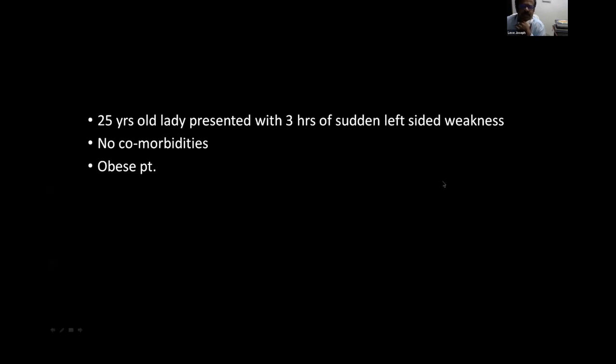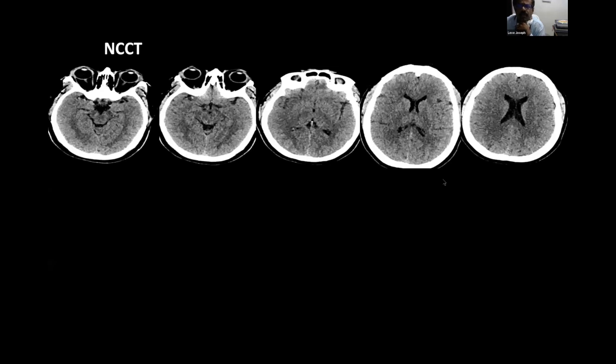Another patient, 25 years old lady, presented with left-sided weakness, 3 hours duration. So somebody can read the CT. Sir, there is a right MCA insular cortex hypodensity. Okay. And involving M3, M4, insular cortex. Okay. So there is some parenchymal hypodensity.